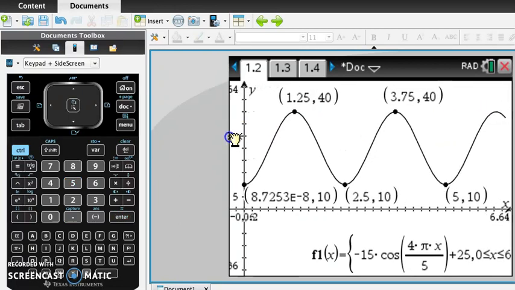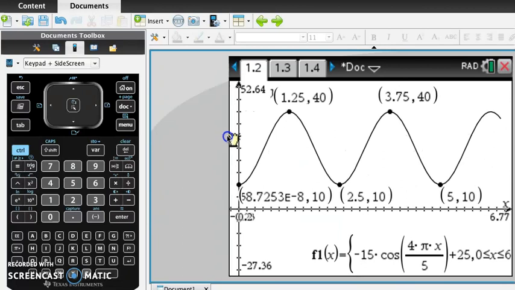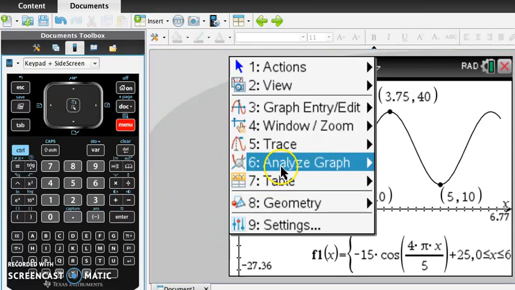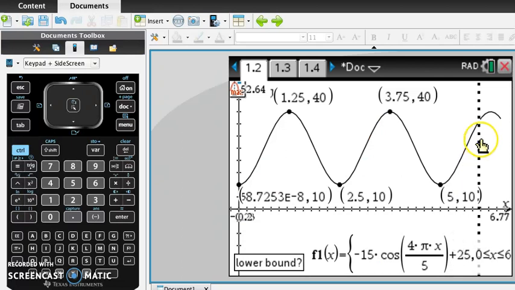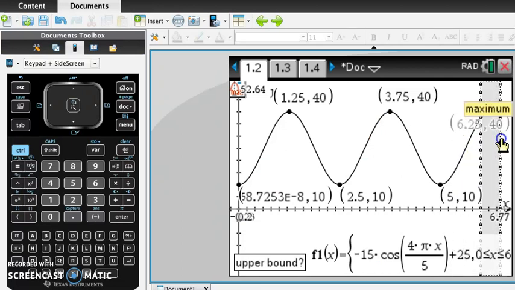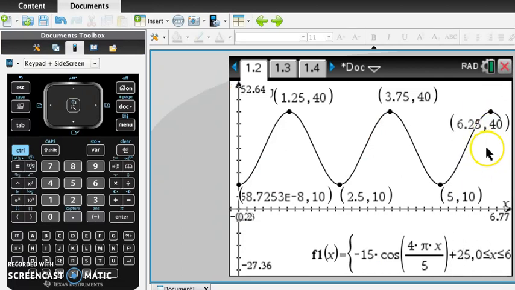slide my graph across, yeah, little quick analyze graph, so 6.25, so it's for 6.25 hours, isn't it, for part F? So it's just having the graph in front of you and being able to read the graph.